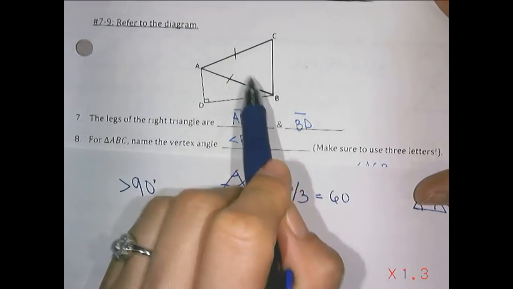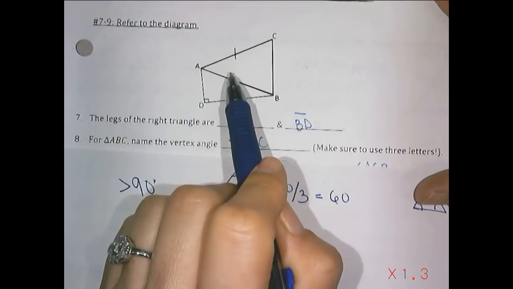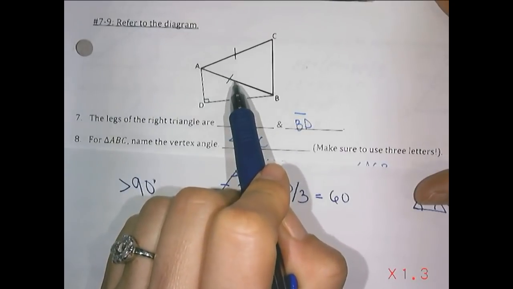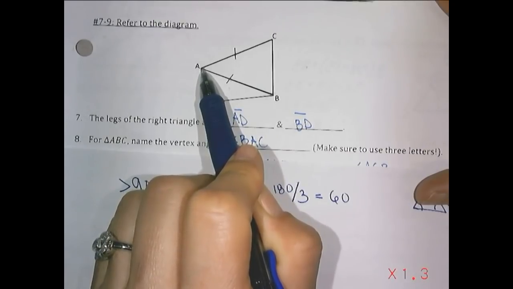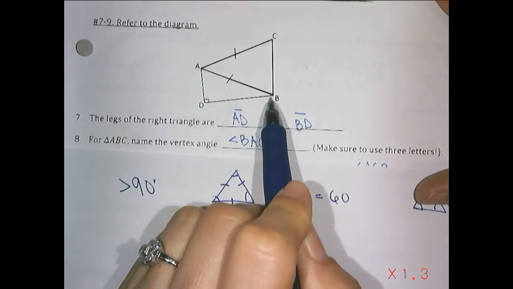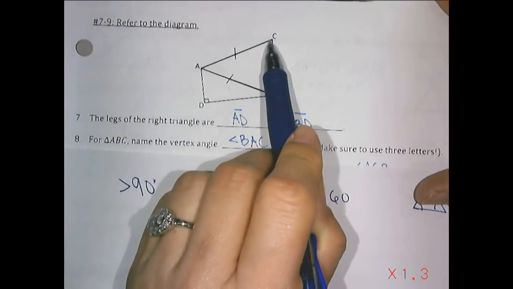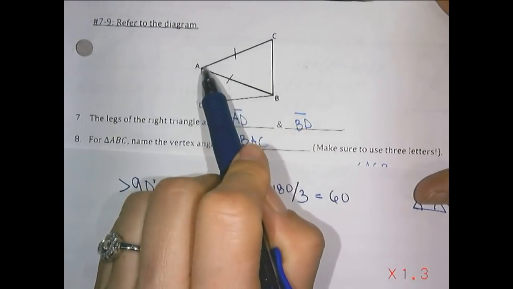All right, and it says, name the vertex angle for the triangle ABC. Well, this is an isosceles triangle because it has two legs marked congruent. So at the top of those two congruent legs is the vertex angle. Where that A is, we would call it angle BAC or angle CAB.